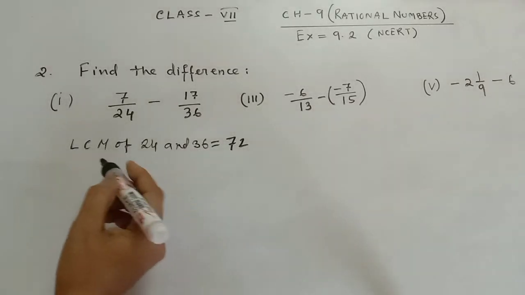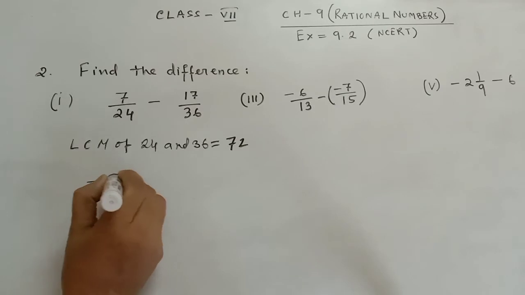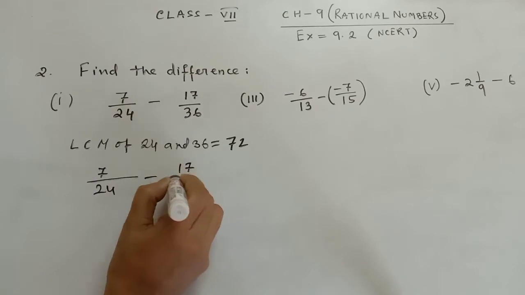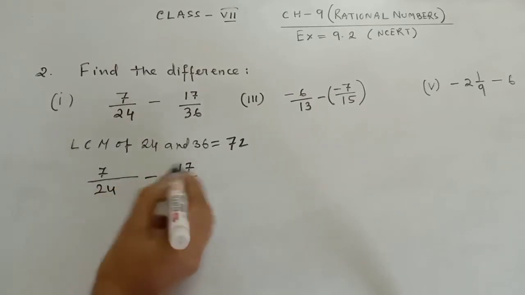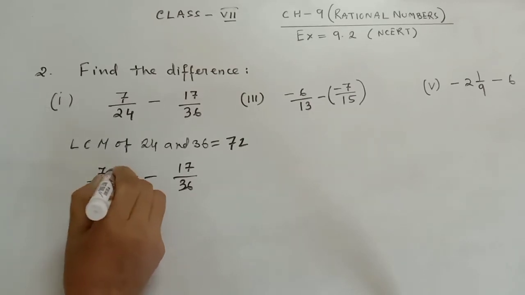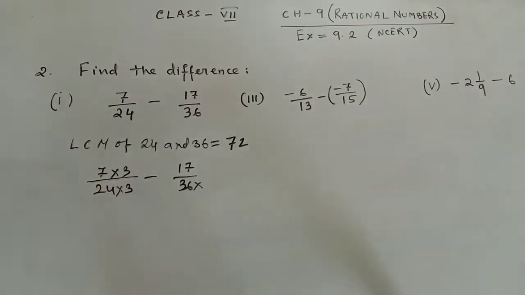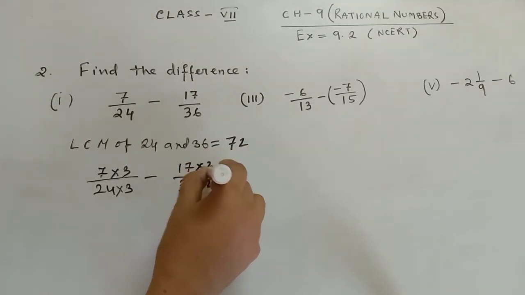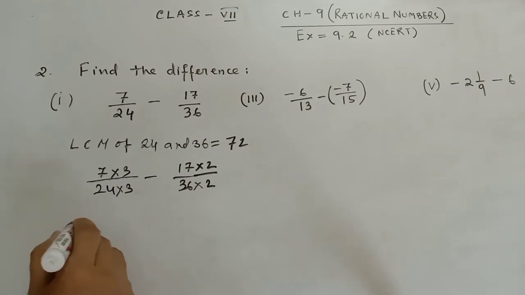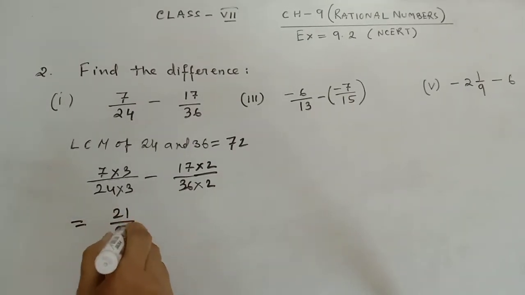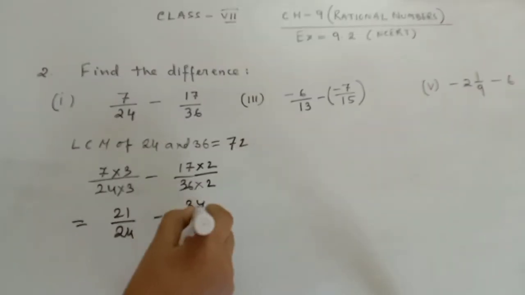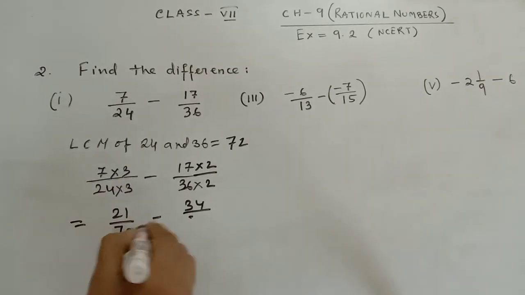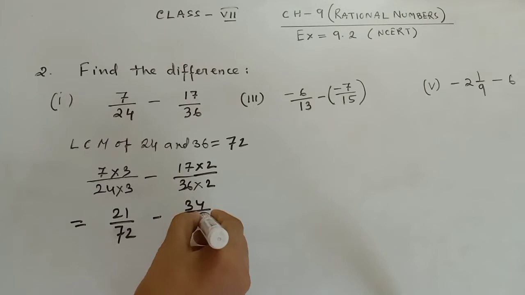Now you have to make the denominator 72. For the first number, it was 7 by 24 minus, for the second number, it was 17 by 36. You need to make it 72, so multiply 24 into 3 and 36 into 2. Both numerator and denominator you are multiplying by the same number. Now it is 21 by 72 and 34 by 72.